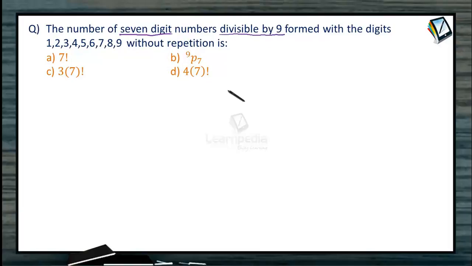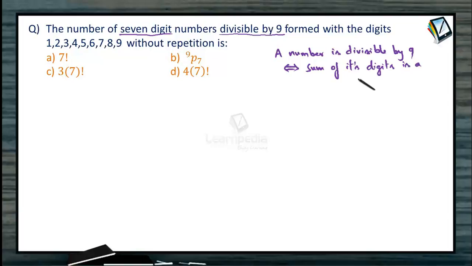Now when do we say a given number is divisible by 9? What is the rule of divisibility? It is divisible by 9 if the sum of its digits is a multiple of 9. So if a number satisfies this condition, that the sum of all the 7 digits present in it is divisible by 9, then such a 7-digit number would be divisible by 9, right?